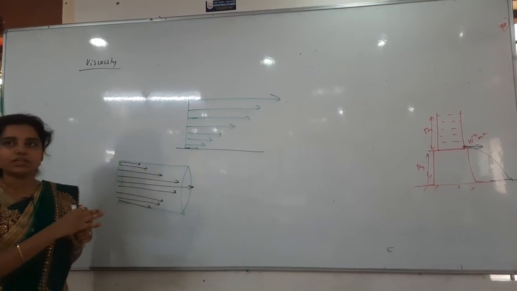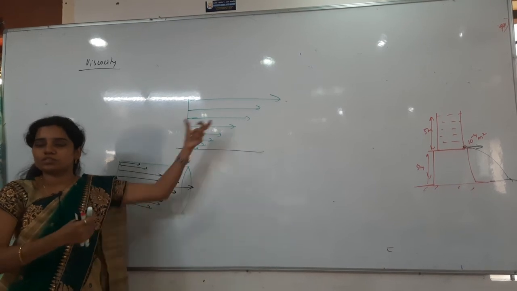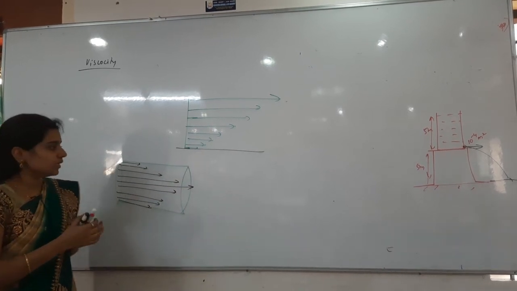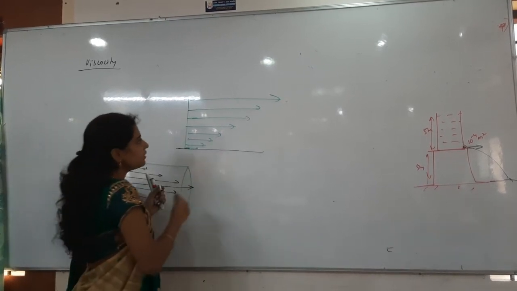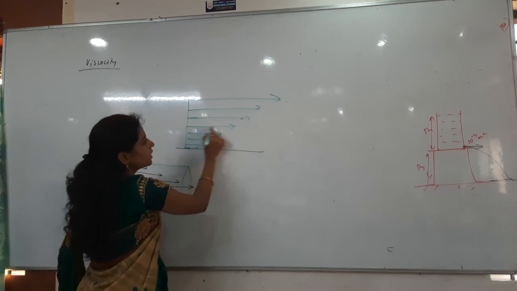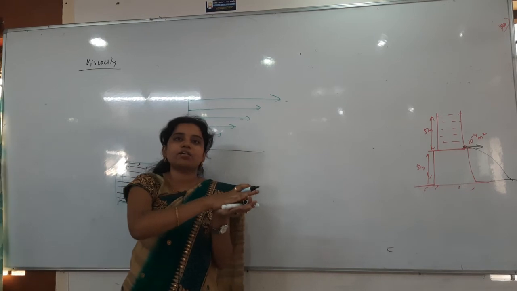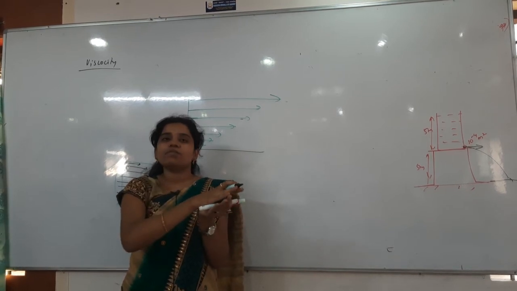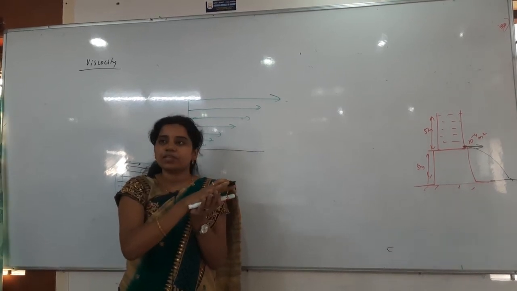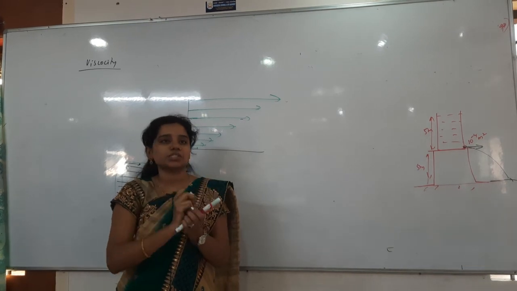Before viscosity, this is how the water flow will be. Now between any two layers, I will consider this is the first layer and this is the second layer. Between them, obviously one layer is sliding on the other layer. In between them, what will be produced? Friction. That friction is known as the viscous force here.